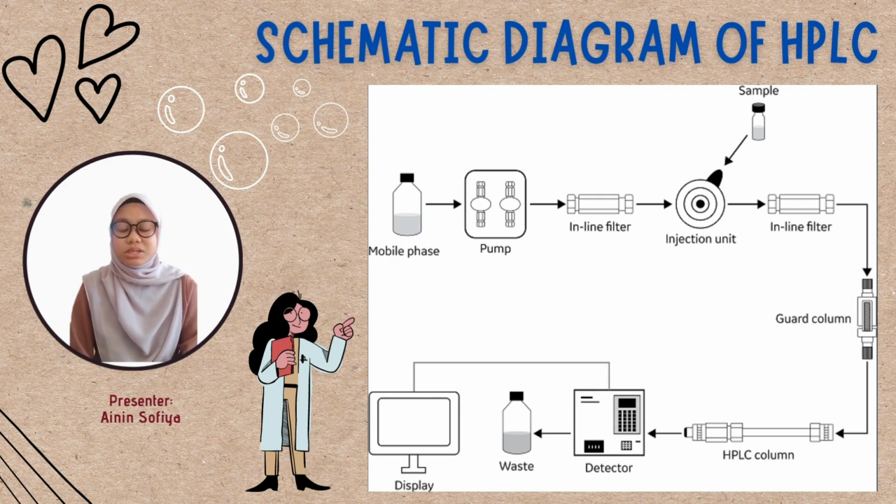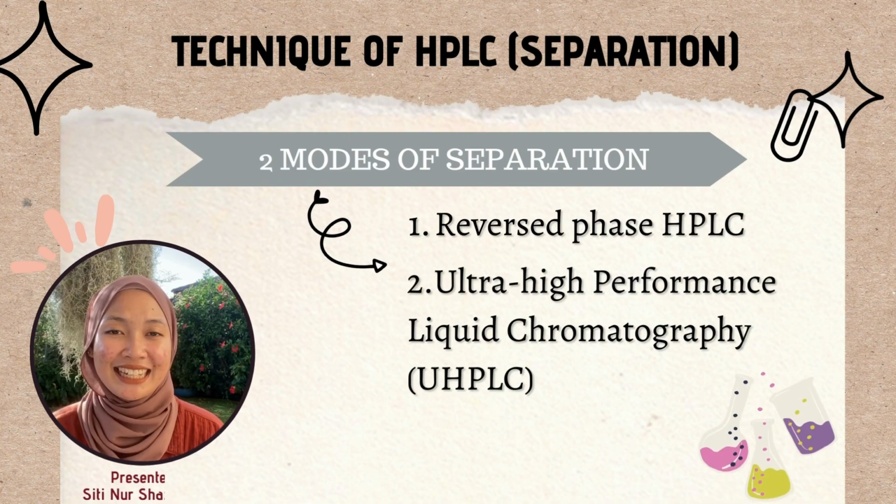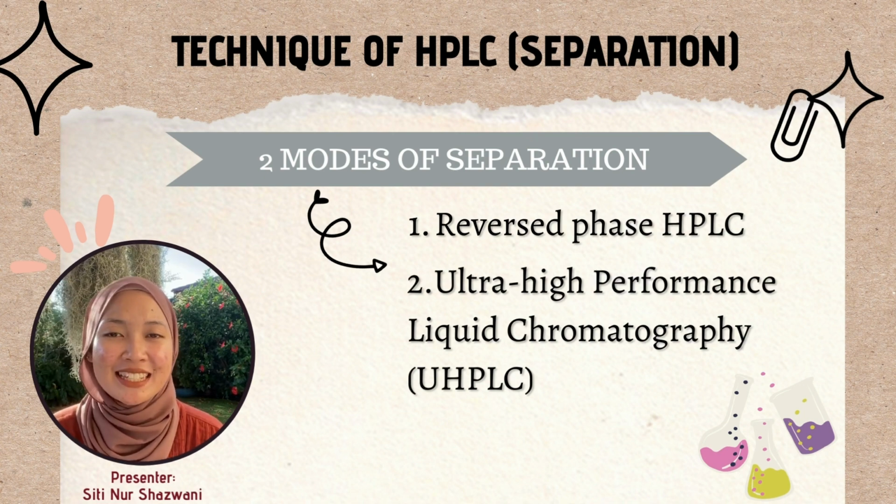Next, the sample separation will be detected by the detector. By using this cursor, air bubbles in the solvent can be removed, as these bubbles may damage the stationary phase, which is the column. The technique used in HPLC is the separation technique.